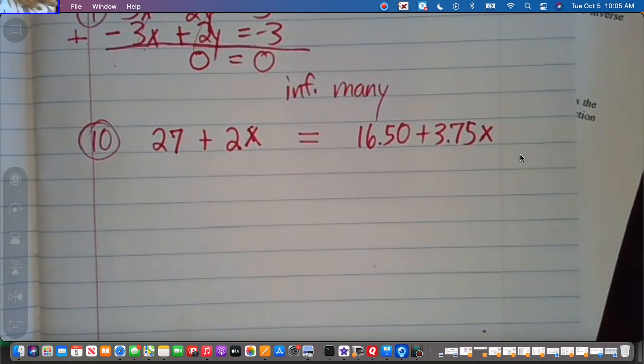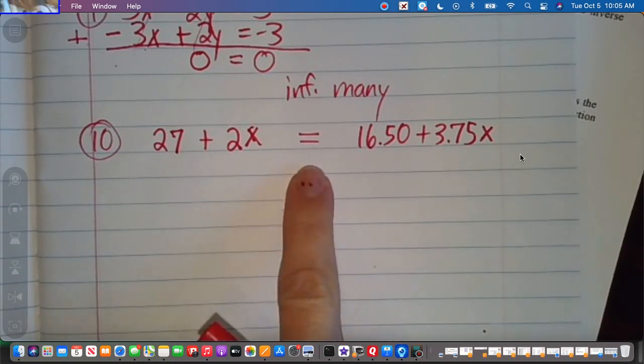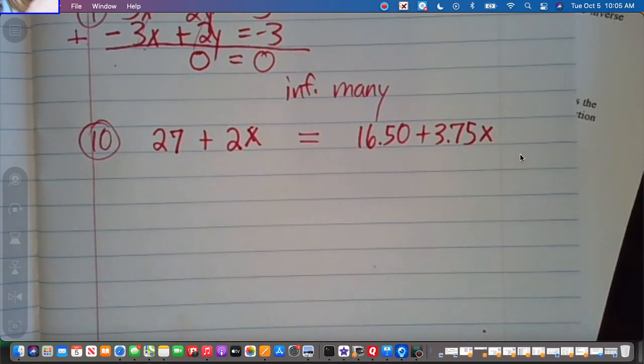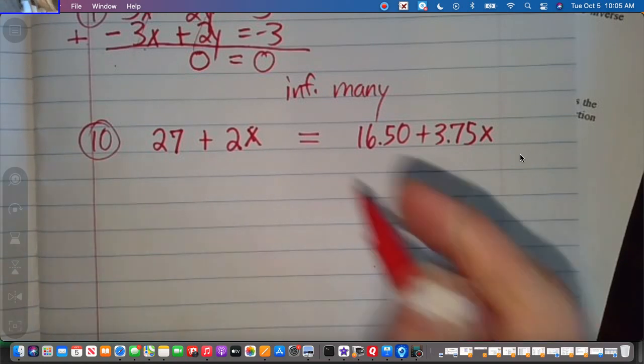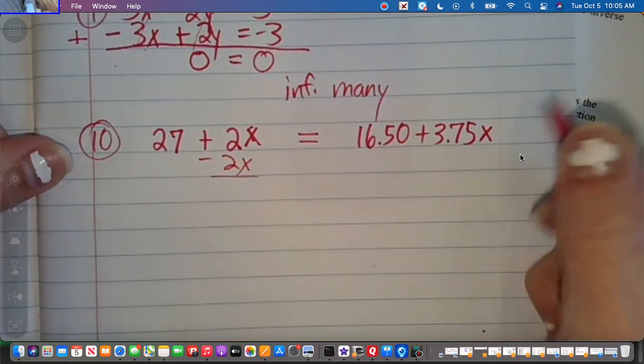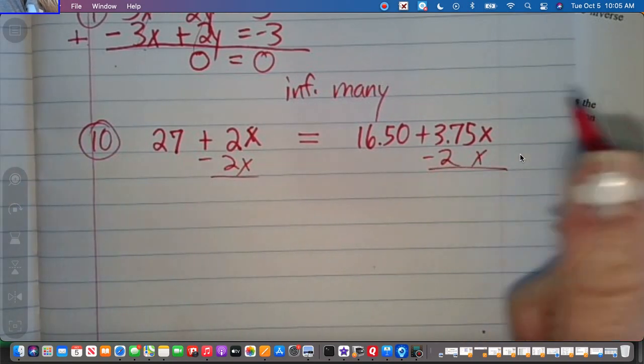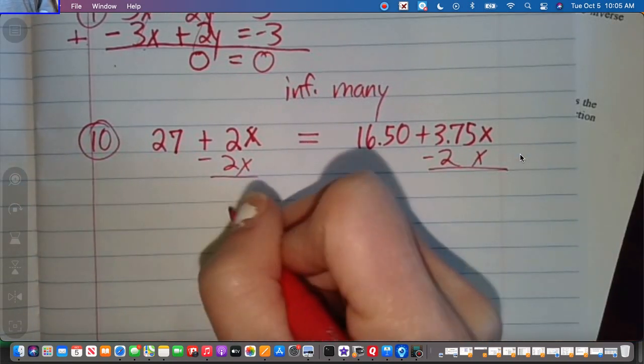It says use a graphing calculator, which you could put these in and find where they intersect. That's one way to do it. You could put y equals this and y equals that, graph it, and find where they cross. Or you could just set them equal and solve. So I'm going to subtract the 2x from over here. And what is 3.75 minus 2x?